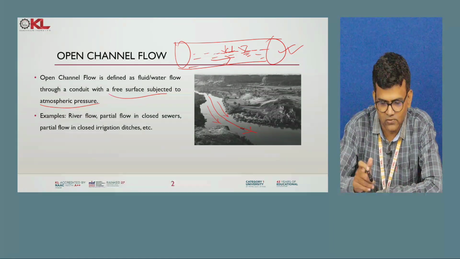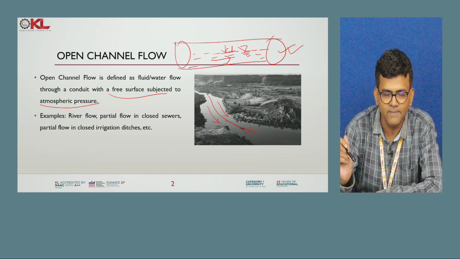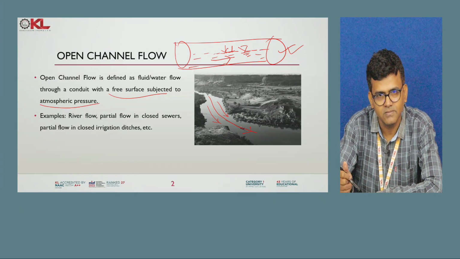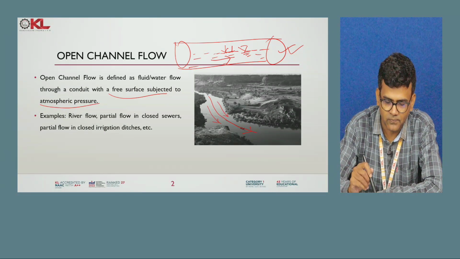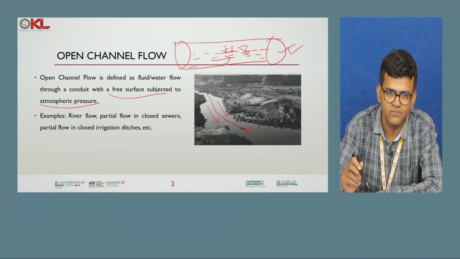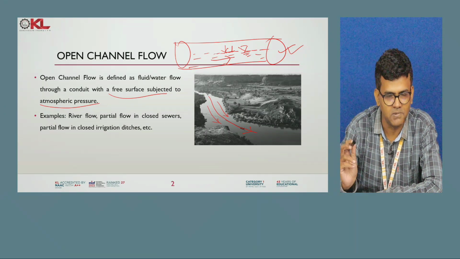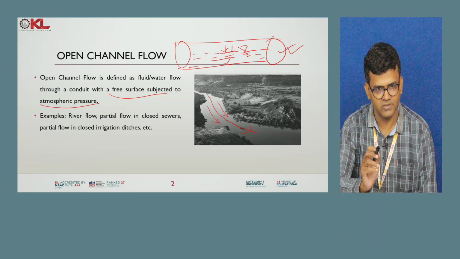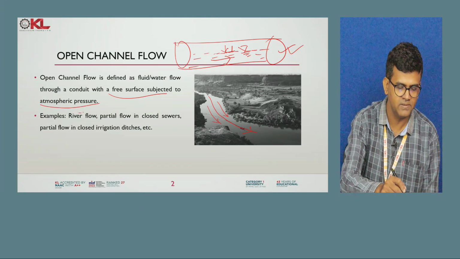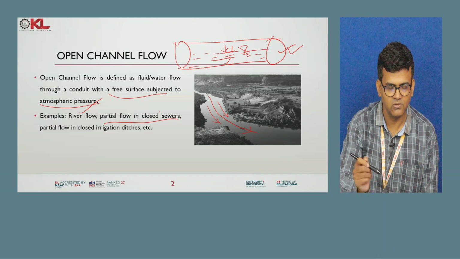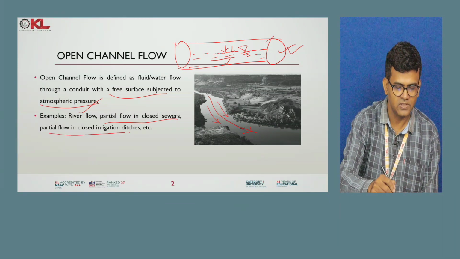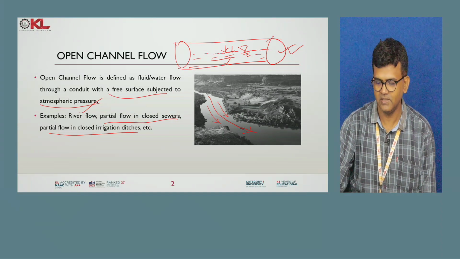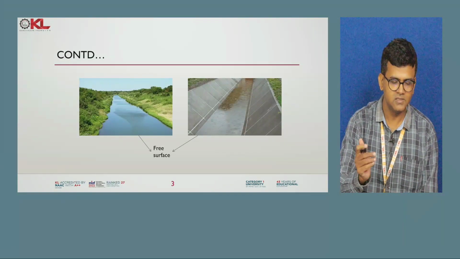That is, the flow in a conduit or flow in canals, rivers, streams, in which the top surface of the flow is subjected to atmospheric pressure, is called open channel flow. That is the definition of open channel flow. Examples are river flow, partially filled flow in closed conduits, and partially filled flow in closed irrigation ditches. These come under the category of open channel flow.